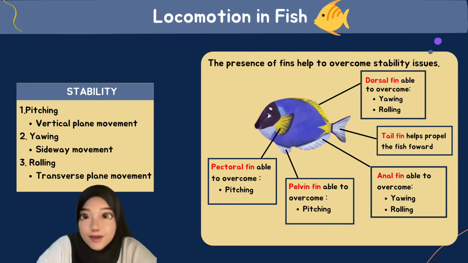Firstly, let's look at the dorsal fin and anal fin here. Okay, the dorsal fin and anal fin are able to overcome yawing and rolling problems, while the pectoral fin and pelvic fin are able to overcome the pitching problem, and lastly, the tail fin helps propel the fish forward. Now we have identified the problems and ways to overcome the problems for locomotion in fish. Now it's time to look at the mechanism of locomotion in fish.